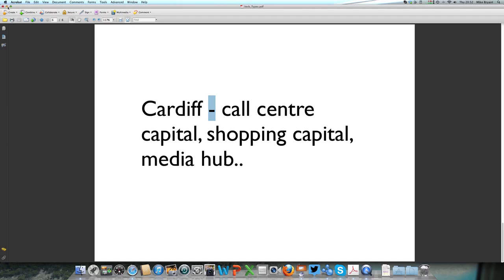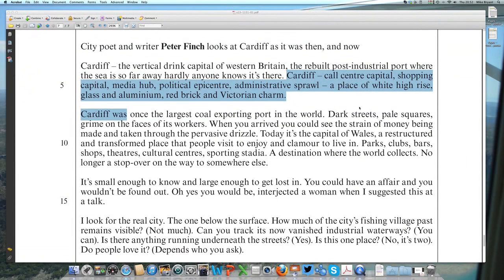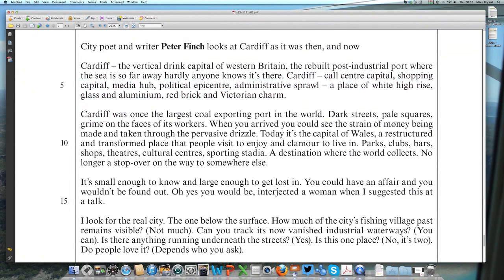It's incomplete. If you were to add in a verb to complete the meaning of the sentence, it would be a verb like "Cardiff is the call centre capital," or "Cardiff contains call centres." But here the writer doesn't use a main verb at all. That's a feature of style, which is engaging us straight away in the different characteristics of the place. And the writer is a poet, so he's used the opportunity here to include an incomplete sentence, what we call a minor sentence. It doesn't include a verb at all.